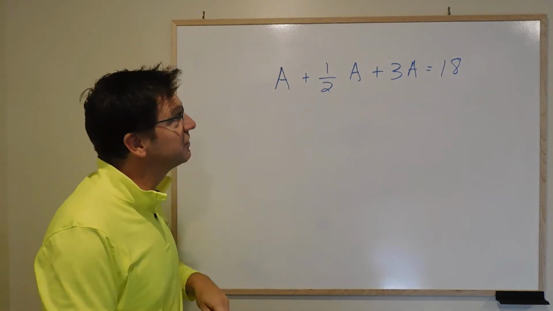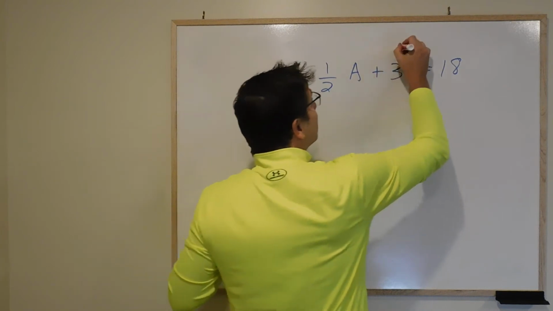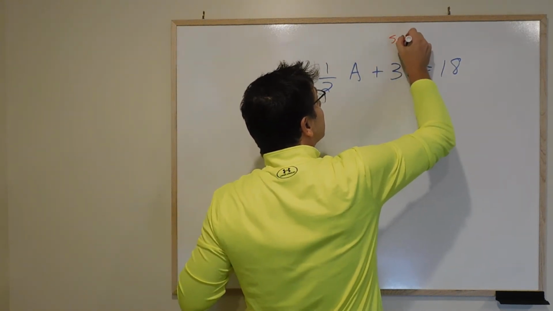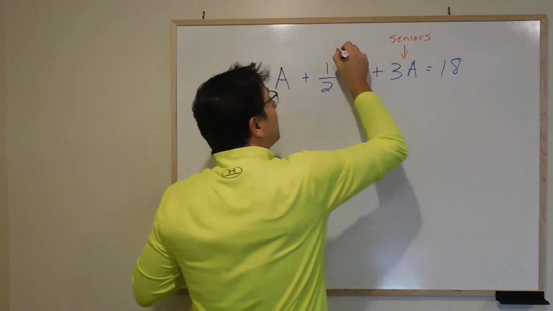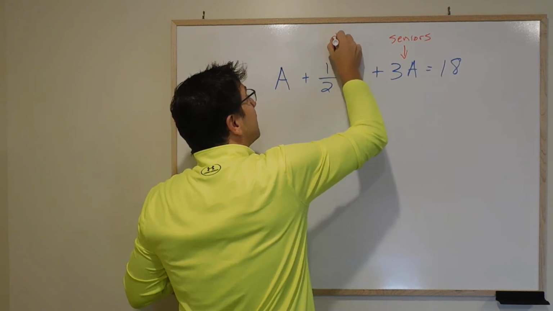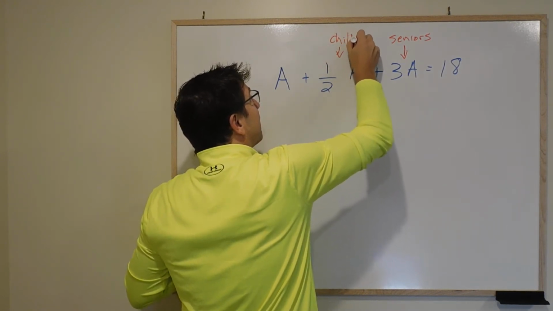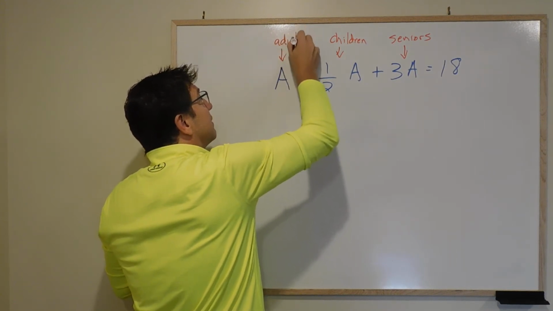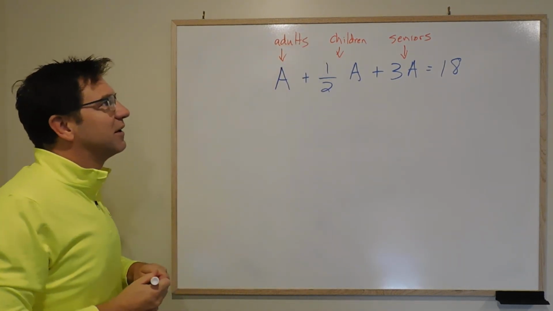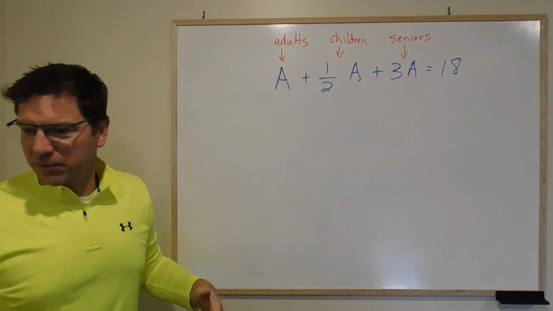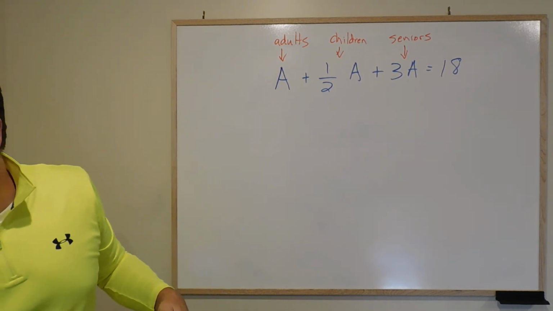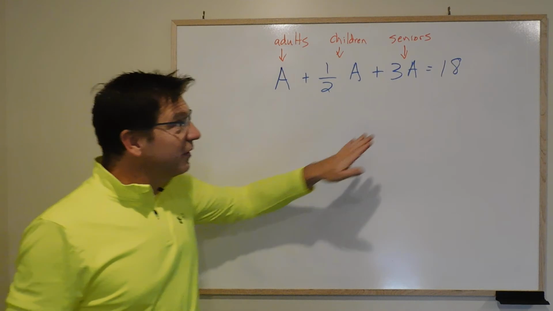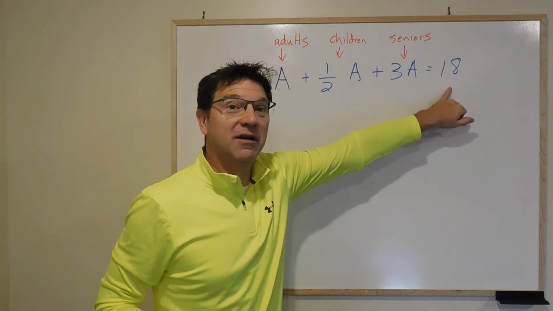So our seniors would be this group here. This would be our seniors. This would be our children. And of course, A would be our adults. Okay, so just think through it. In total, with all the people, because you read it, 18 people were admitted. Okay, so in total there's 18. That's why it equals 18.